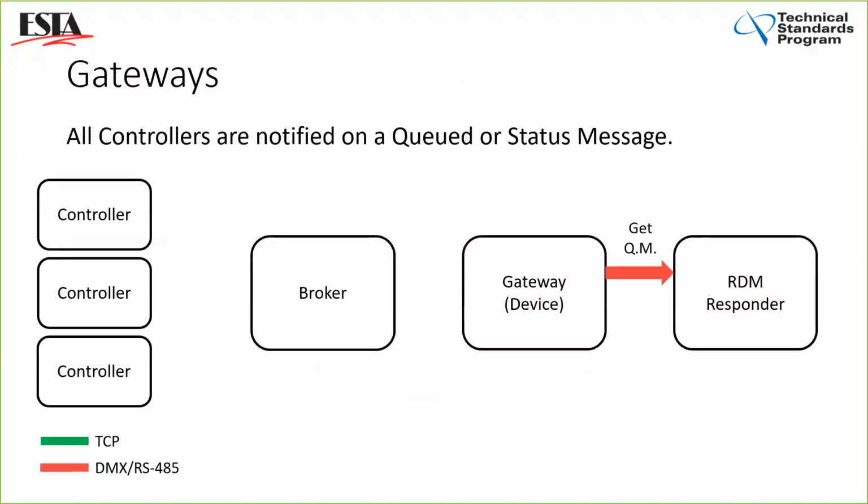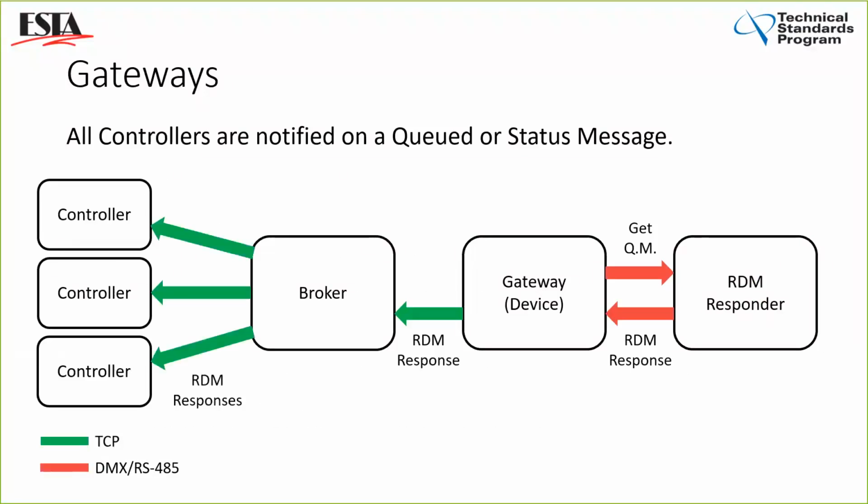The gateway will fetch that message using a getQueuedMessage command in RDM, and it will get that message back from the responder. And then the gateway asynchronously, like unsolicited, sends that RDM response back to the broker. Because none of the controllers on the network initiated this transaction, it was initiated out of band of RDMnet. The broker knows that it then needs to send that response to all controllers in the system, so that every controller is immediately notified when some sort of state changes on an RDM responder.